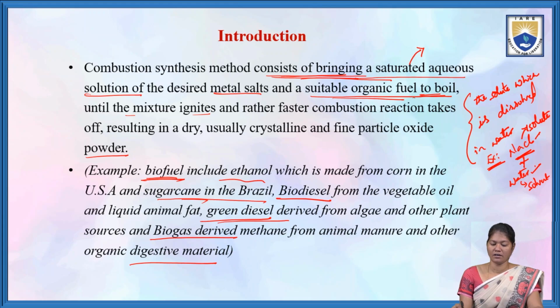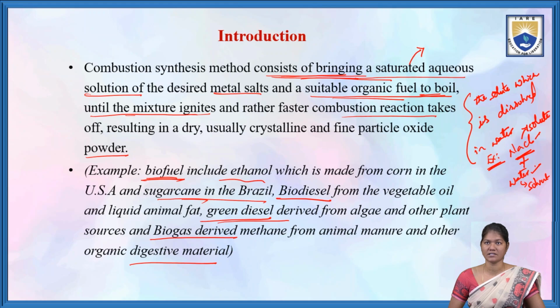Until the mixture ignites and a rather fast combustion reaction takes off, after that it will be dry and we can get a crystalline and fine particle oxide powder. So the combustion synthesis method consists of bringing a saturated aqueous solution of the desired metal salts and a suitable organic fuel to boil until the mixture ignites and a rather fast combustion reaction takes off, resulting in a dry, usually crystalline and fine oxide powder.